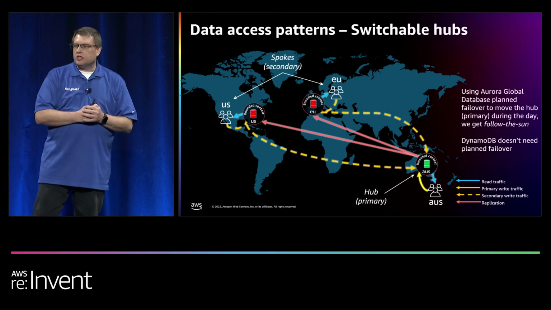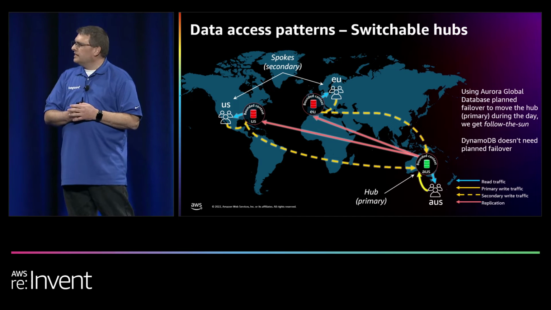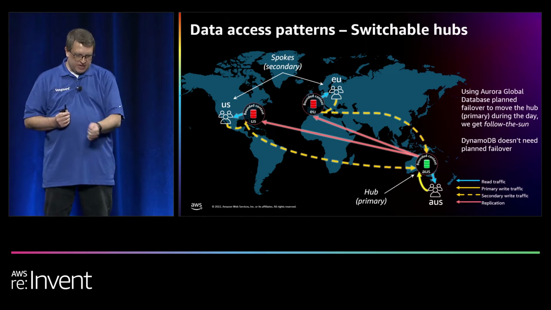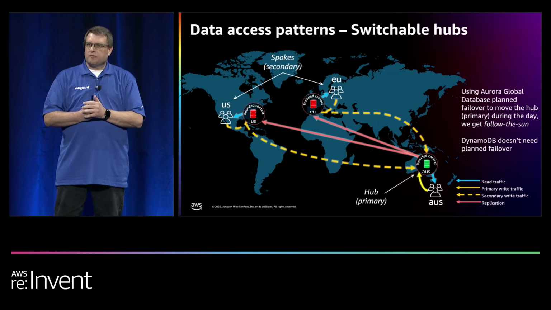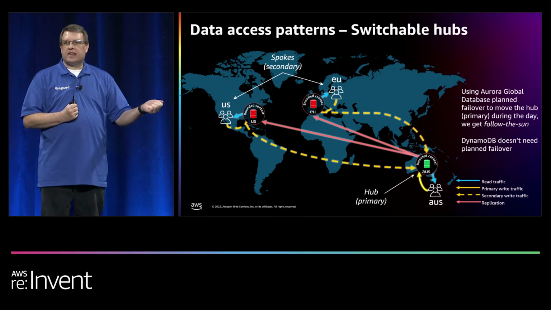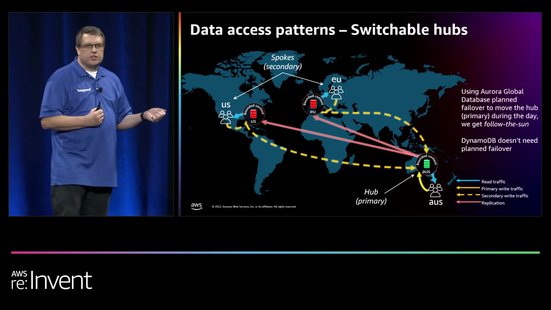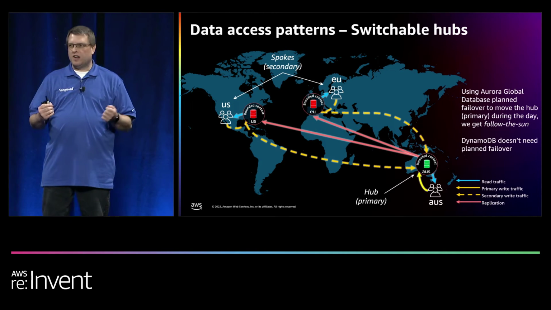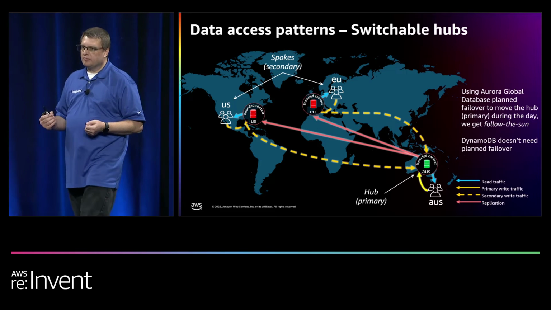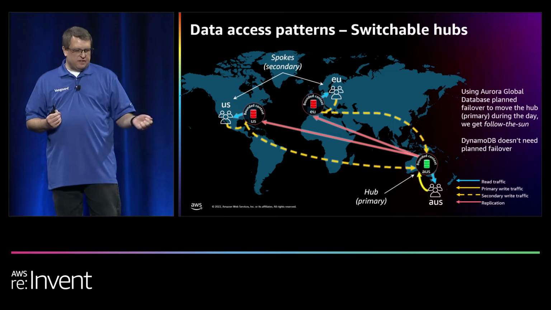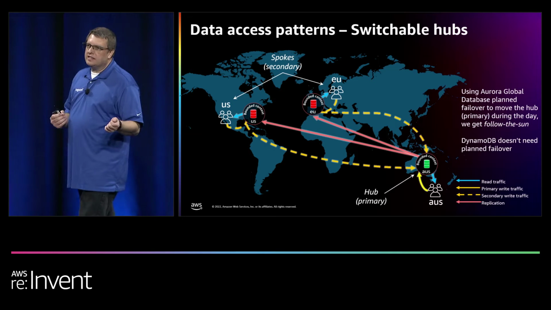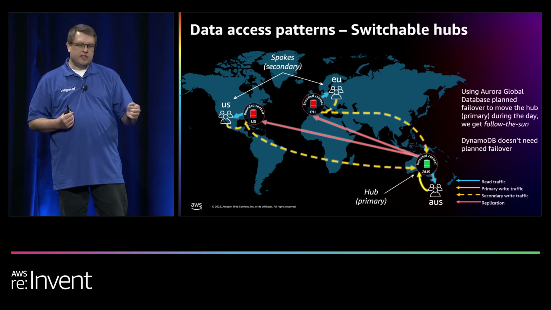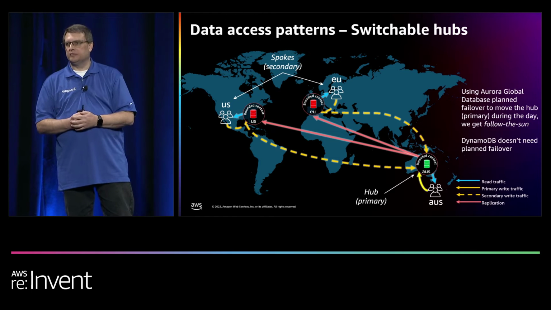The next step was switchable hubs. So you can see from the diagram here, we've moved the primary or the hub region from the US to Australia. Now it's Australia that's replicating the data out to the EU and the US. Again, everyone still has fast local read access. But if the US or EU need to write to the data, those writes will be forwarded across to Australia and they'll be made there. No conflicts.